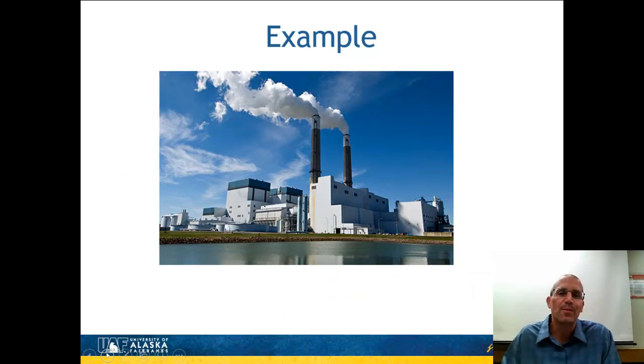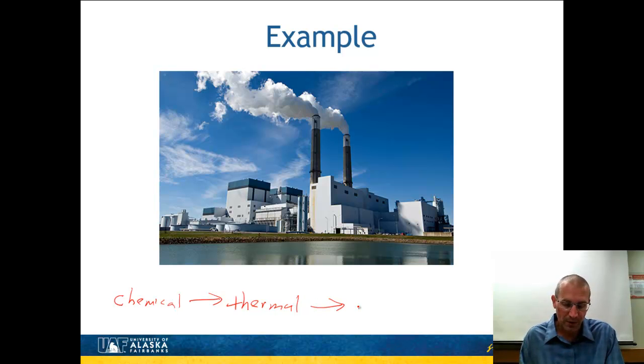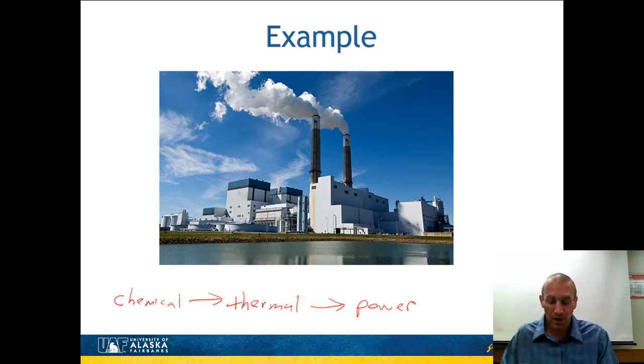Here's one final example. This is the classic thermodynamic example: a power plant. There are a lot of energy transformations going on here. First, this power plant needs to be powered by some type of fuel, maybe coal or natural gas. The energy is coming in the form of chemical energy of that fuel. That is then burned, turning into thermal energy. Then that thermal energy is fed through a series of turbines and generators into electrical power. So we have two energy transformations, chemical to thermal, and thermal to power, and each one of those can happen with a certain efficiency.